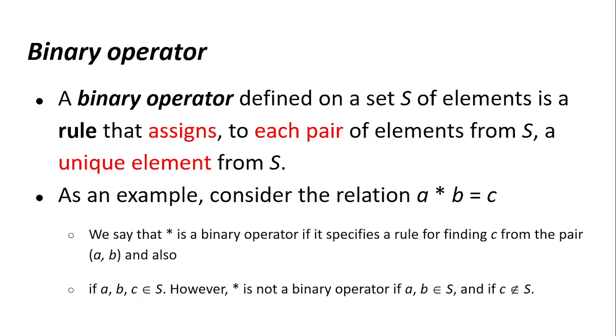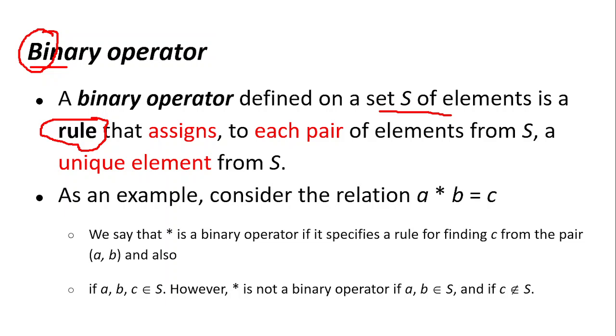So let's now define a binary operator. Now first thing we will have to notice over here is it's a binary. Binary means bi means 2. So it is an operator that operates on 2 operands. That is why it's called binary. So binary means 2. That's the first thing you must understand. So a binary operator that is defined on a set S is a rule. So operator is nothing but a rule that does something.